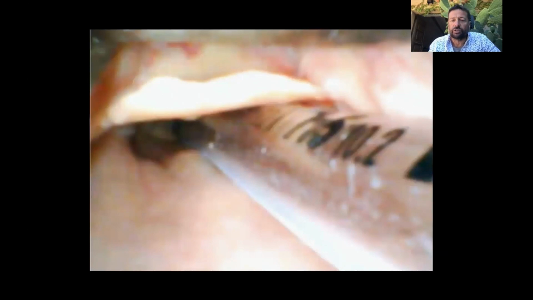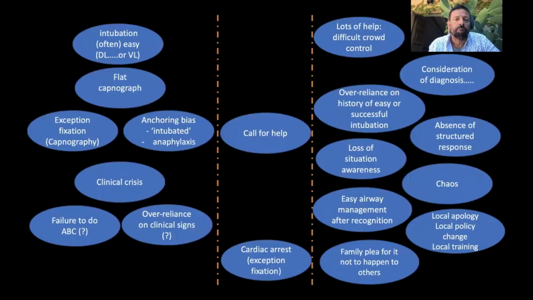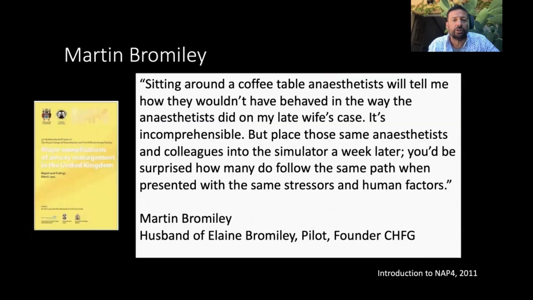So it usually starts with a simple error. Is this in the trachea? Is it not in the trachea? You tell me. And these are the features that I'm going to describe. I think they're common to most events, and I will go through them once I've described a few cases.